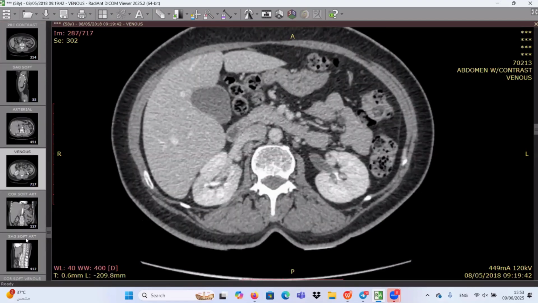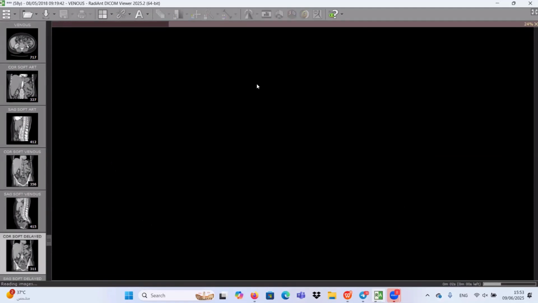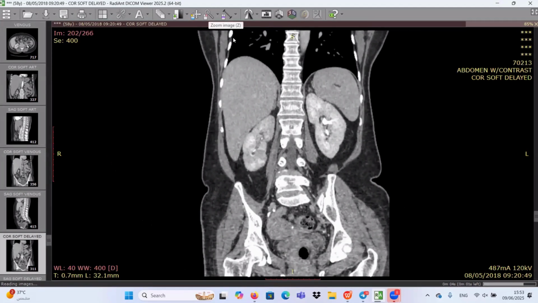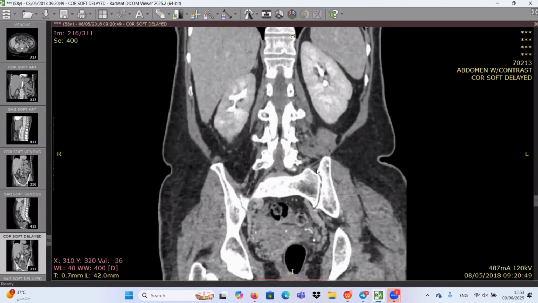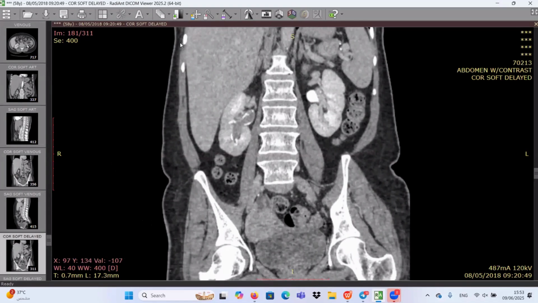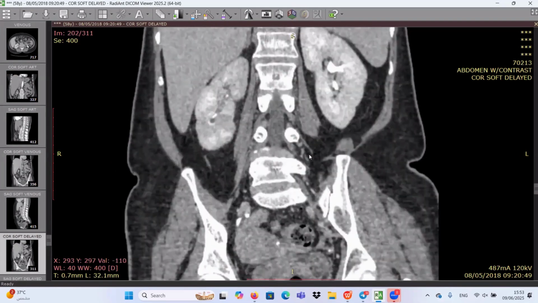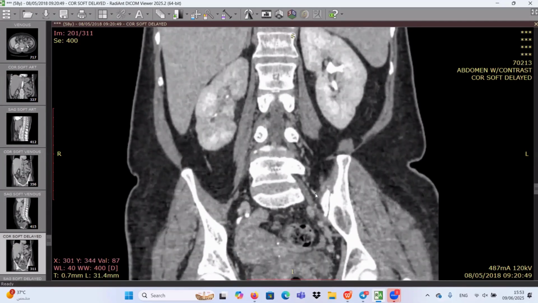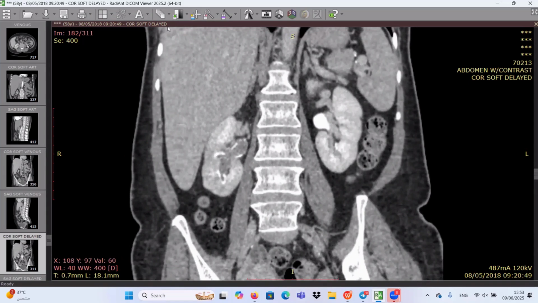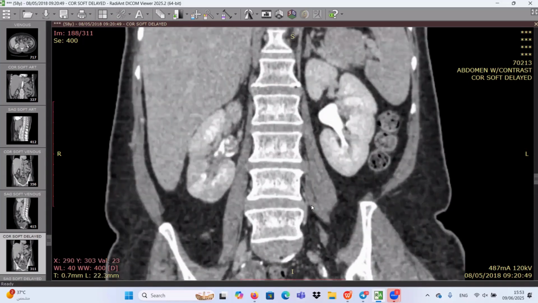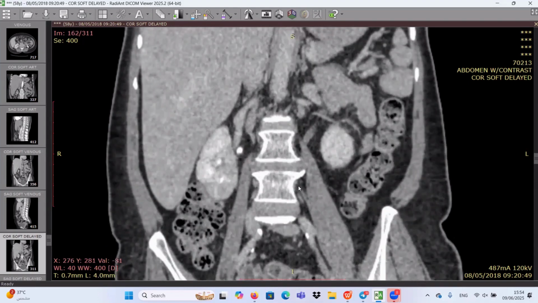Can you please see the coronal delayed? This is a coronal plane for the same patient. This confirmed the finding that there is a heterogeneously enhancing collection or mass lesion within the renal sinus, and also the wedge-shaped area of hypoperfusion within the right renal parenchyma.